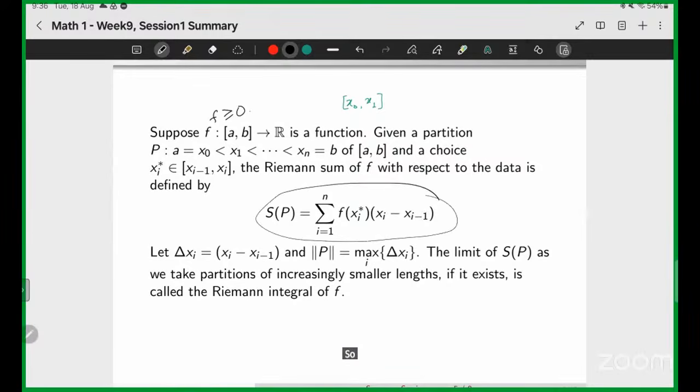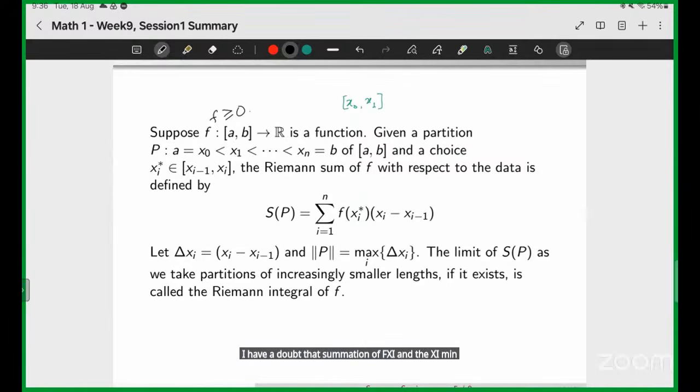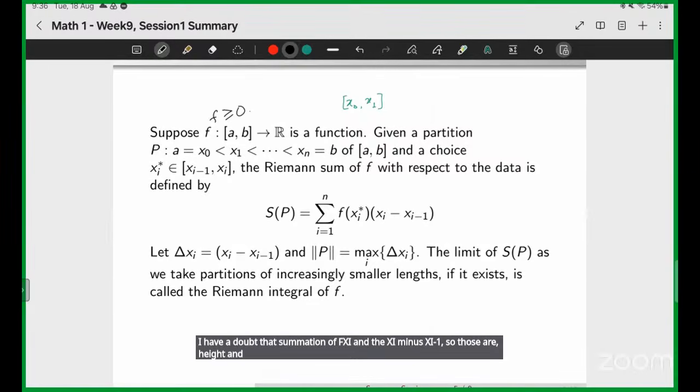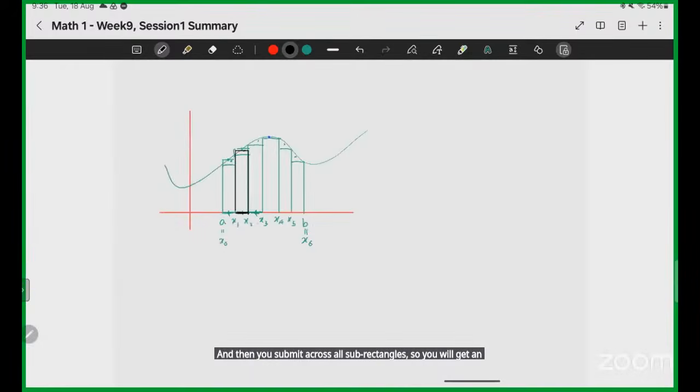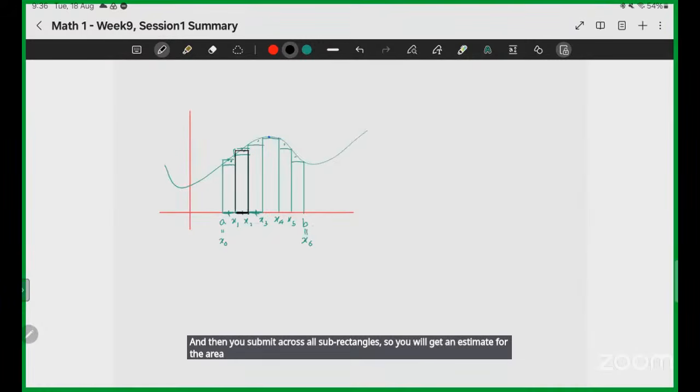I have a doubt about the summation of f(xi) and xi minus xi-1. Those are height and base, right? Yes, that is how we can look at it. So that formula is the area of the subrectangle. And then you sum it across all the subrectangles, so you'll get an estimate for the area under the graph.